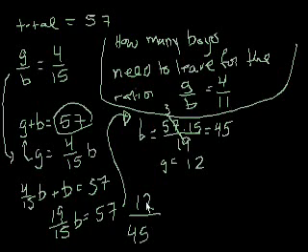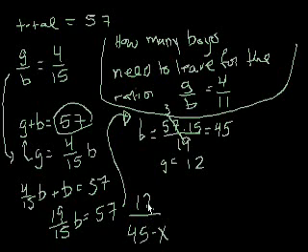Now, the question says how many boys need to leave for the ratio of girls to boys to equal 4 to 11. So this is the number of girls right now, 12. This is the number of boys. Let's say x is the number of boys that need to leave the room. So if x boys leave the room, the new ratio will be 12 girls to the 45 boys minus the x boys that leave, right? If that confuses you, sit and look at that for a second.